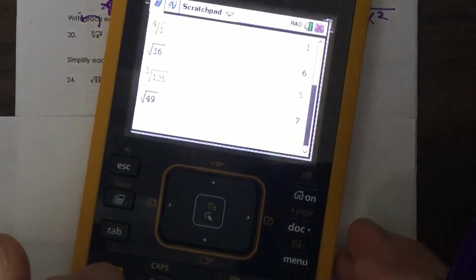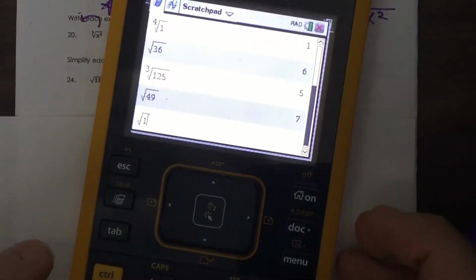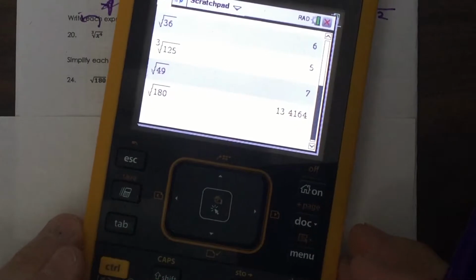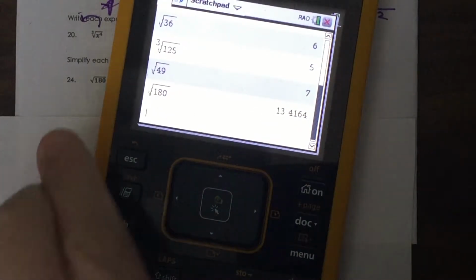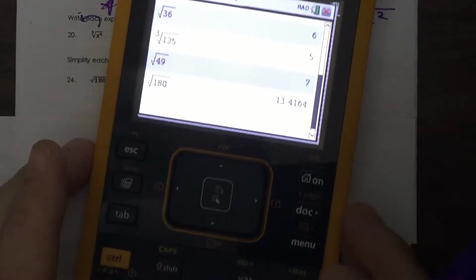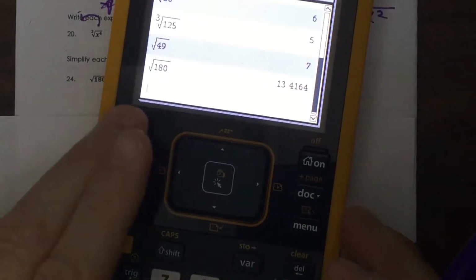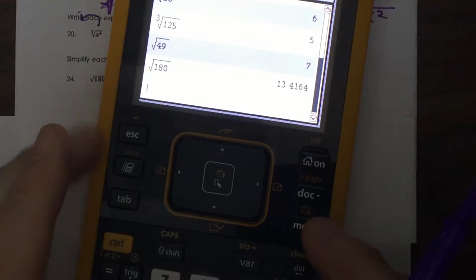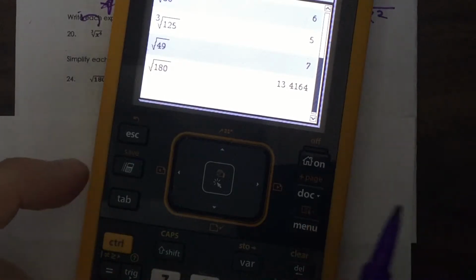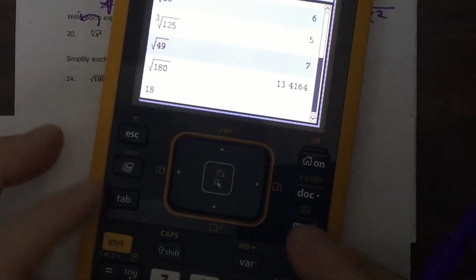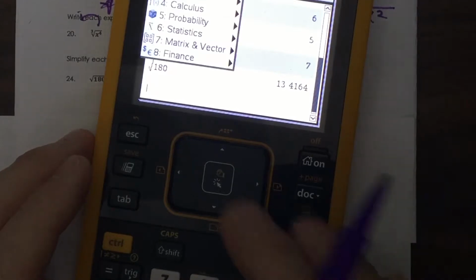We'll try by doing the square root and see what we get. See how that comes out messy, right? So we can't do this all in the calculator. But what we can do, I'm going to remind you of how to get the factors of a number. So I'm going to put in the 180. Actually, I'm not yet. I'm going to go to my menu.